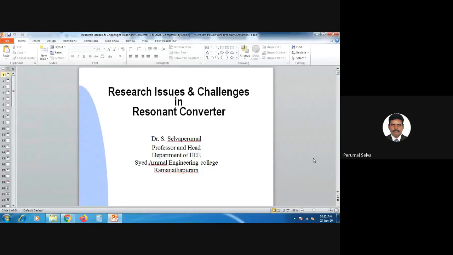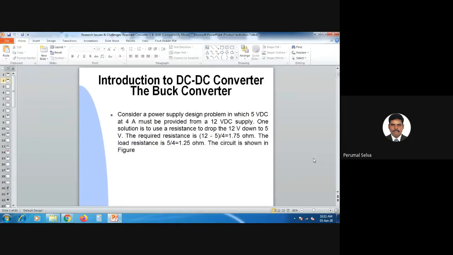Right. So before we enter the topic, first I ask one question. Consider a power supply design problem in which 5 volt DC at 4 ampere must be provided from a 12 volt DC supply, right? So one solution is to use a resistor to drop the 12 volt down to 5 volt. So the input voltage is 12 volt. Our required output voltage is 5 volt, right?